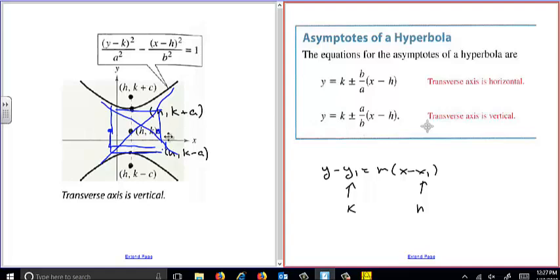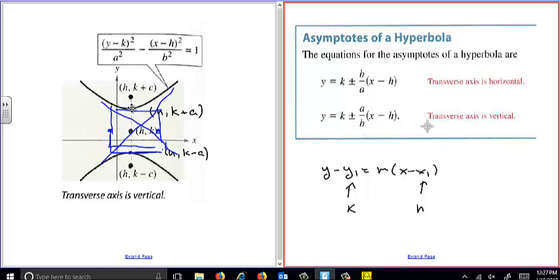But what I'm going to ask you to be able to do is plot the center. Depending upon whether the transverse axis is vertical or horizontal, in the case of vertical, you go up A units and down A units from the center, and you go to the left and the right B units. That allows you to draw this rectangle. Then you can draw a diagonal through the opposite corners of the rectangle. That ends up with these asymptotes.